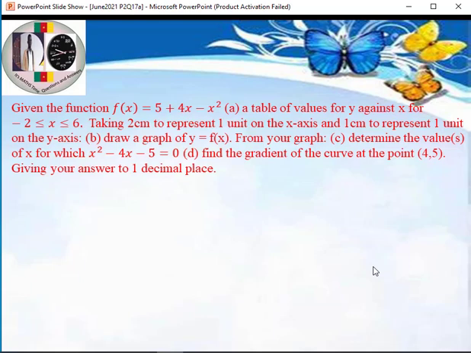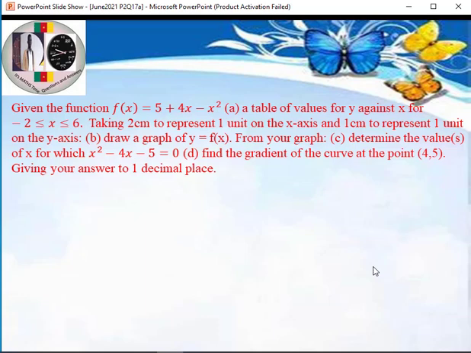Taking 2 centimeters to represent 1 unit on the x-axis and 1 centimeter to represent 1 unit on the y-axis, draw a graph of y equals f of x. From your graph, determine the value or values of x for which x squared minus 4x minus 5 equals 0. D, find the gradient of the curve at the point (4, 5), giving your answer to 1 decimal place.